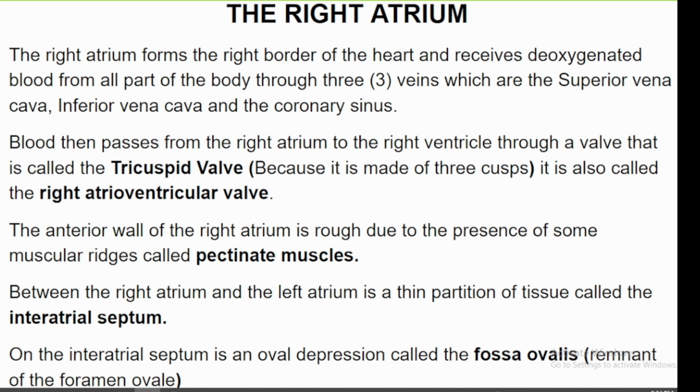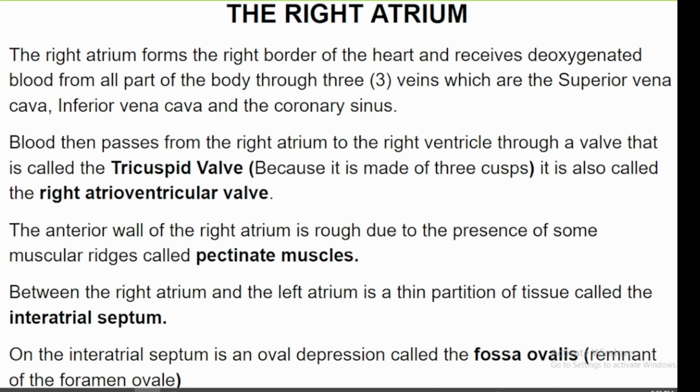So the right atrium forms the right border of the heart, and it receives deoxygenated blood. Deoxygenated blood means blood that does not contain oxygen. So it receives deoxygenated blood from all parts of the body through 3 veins, and these veins are the superior vena cava, the inferior vena cava, and the coronary sinus.